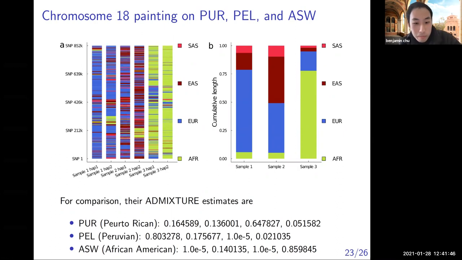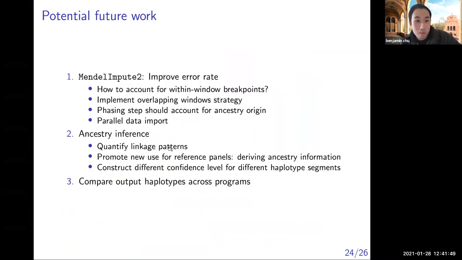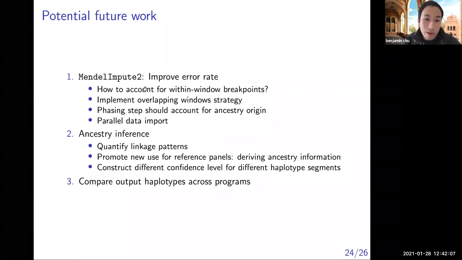With that said, I want to highlight some possible future work for these projects. First of all, we can try to improve the error rate, right? This is the first iteration of our software, and there are a lot of things that only afterwards I thought of that might help in the error rate.